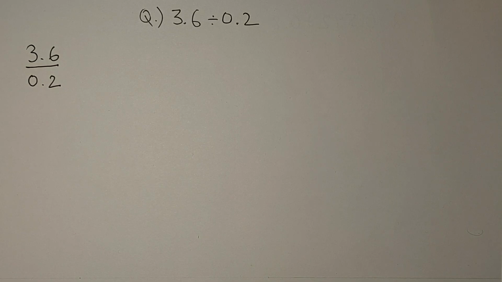But when we are dividing decimal numbers, such as in this case, whatever number we multiply the denominator with, we have to do the same with the numerator. Or if we multiply the numerator with a number, we have to multiply the denominator with the same number so that it remains the same.